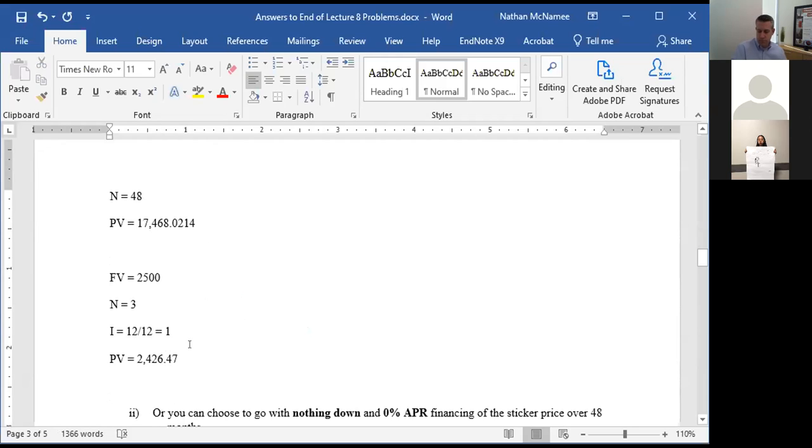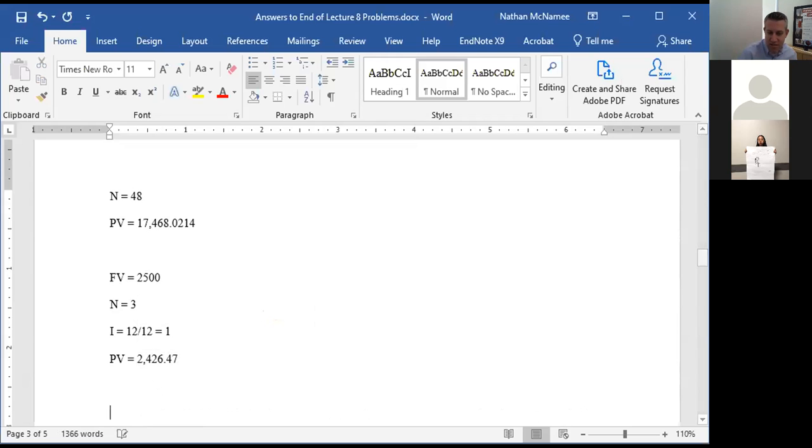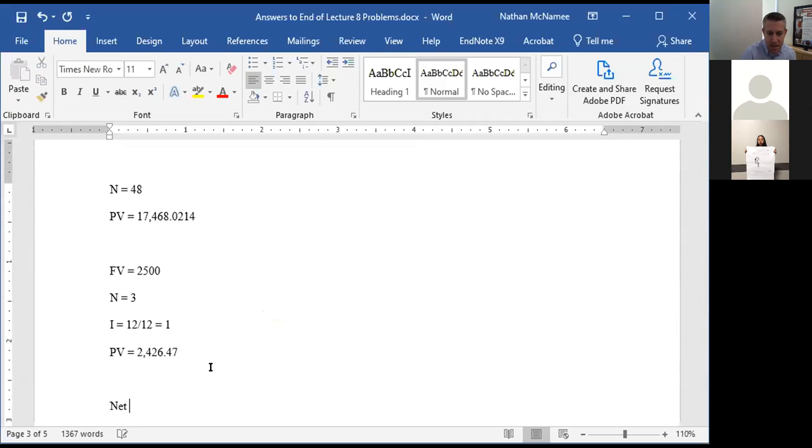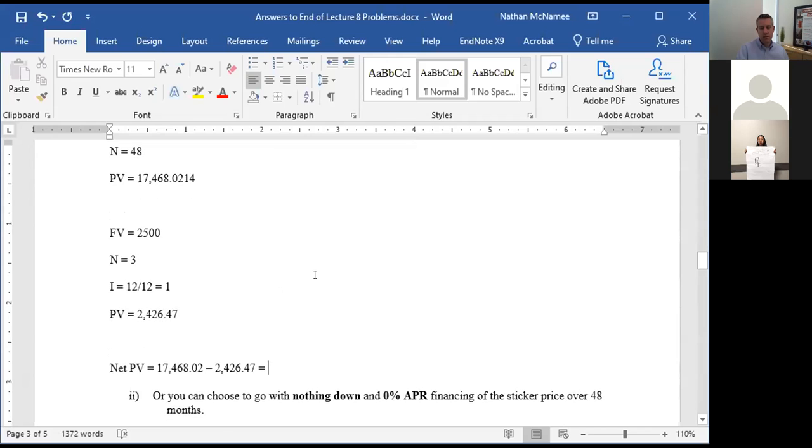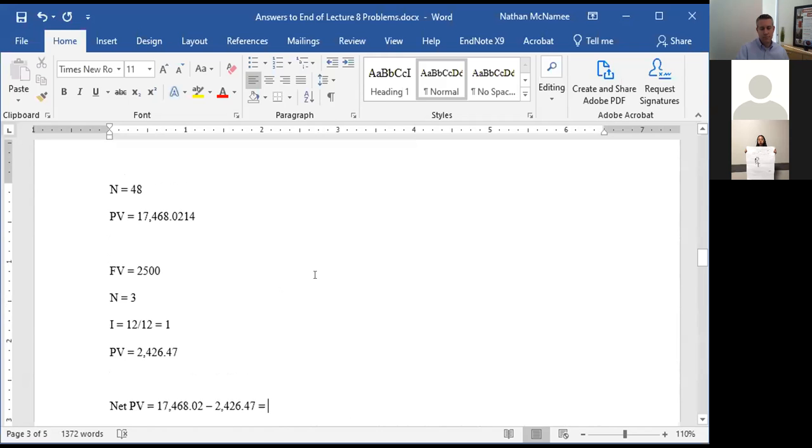Yeah, but then do we plug into the present value formula to find out that question? So what we've done is we figured out, and I don't know if I'm answering your question, in 3 months' time we're going to get a $2,500 rebate. So what is that worth today? We're going to subtract this amount from what we paid to get the true present value cost. So the net present value equals $17,468.02 minus the rebate check, which is worth in today's dollars $2,426.47. Okay, so one of you please calculate that for us. $15,041.55.